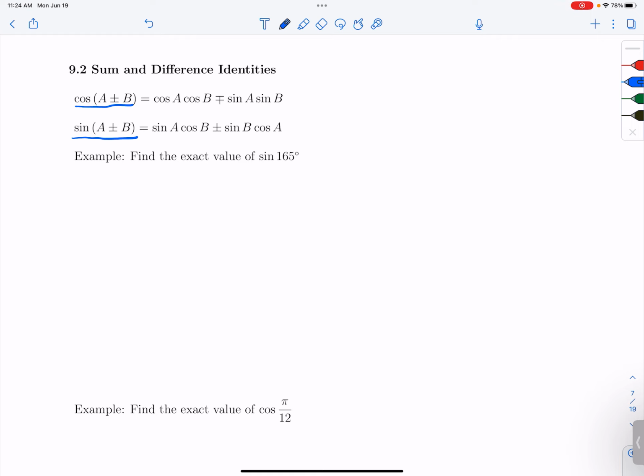Now, a common misconception that I want to clear up is that if we have something like cosine, and let's just assign values for A and B. So let's say I have cosine of 30 degrees plus 45 degrees. That is not the same as cosine of 30 degrees plus cosine of 45 degrees. So we don't simply distribute in this way. That's a common mistake that students sometimes make, so we want to avoid that.